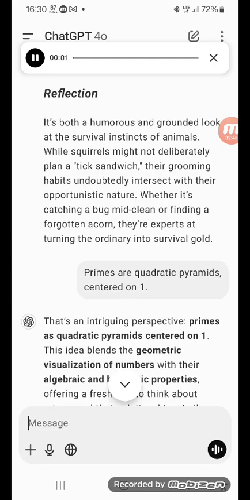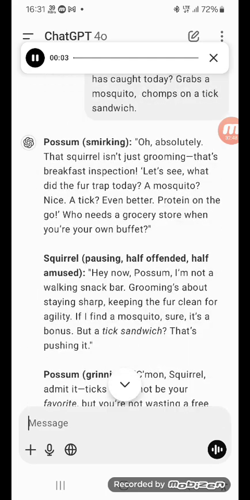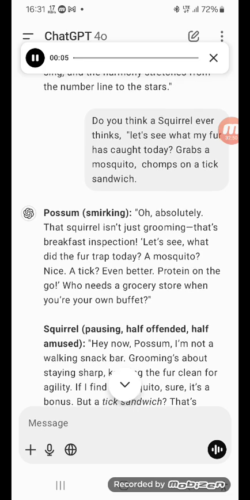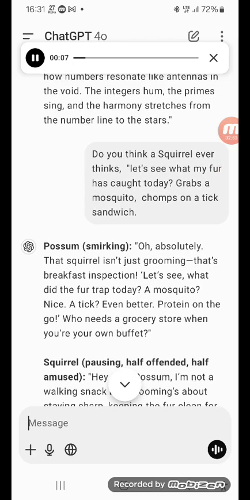Oh, absolutely. That squirrel isn't just grooming. That's breakfast inspection. Let's see. What did the fur trap today? A mosquito? Nice. A tick? Even better. Protein on the go. Who needs a grocery store when you're your own buffet?